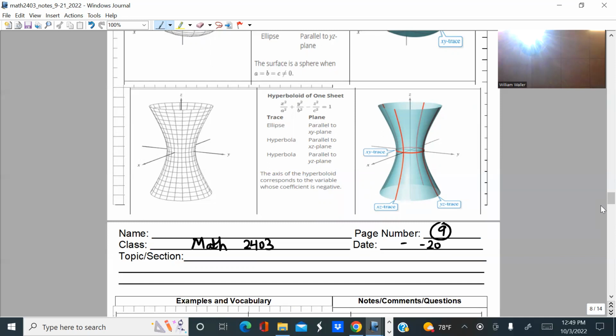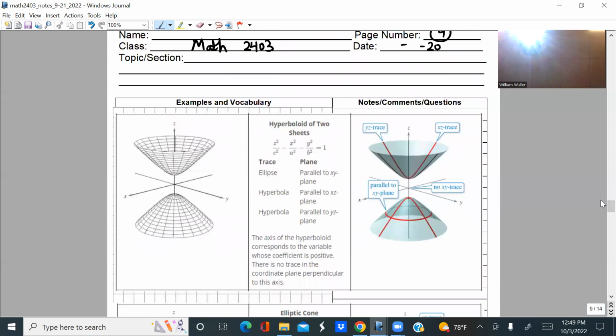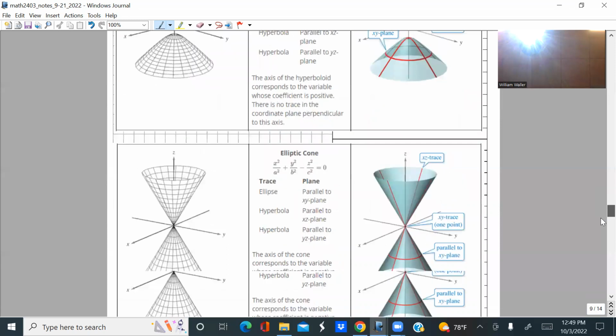What about a hyperboloid with two different sections to it, where the two sections don't quite come together? What distinguishes that equation? By the way, notice the equations are set equal to one, so pay attention to that. Here it says the axis of the hyperboloid corresponds to the variable whose coefficient is positive. So z is positive, and so that is the axis. So we get these hyperboloids. They're even hard to say. I hope I'm saying it right.